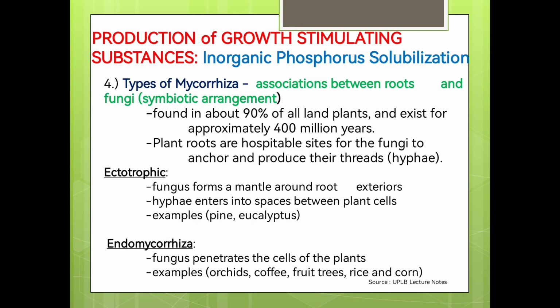So there are two kinds, the ectotrophic and the endomycorrhiza. Ectotrophic happens when the fungus forms a mantle around root exteriors. The hyphae enters into spaces between plant cells. An example of these are the pine and eucalyptus. That is for the ectotrophic. Endomycorrhiza is where the fungus penetrates the cells of the plants. An example of that are the orchids, coffee, fruit trees, rice, and corn.